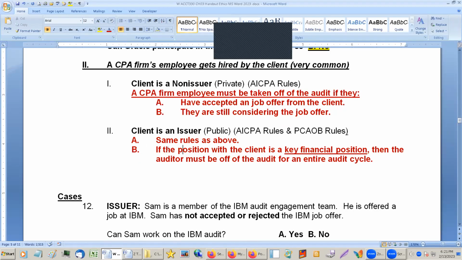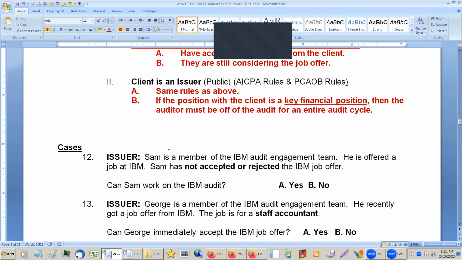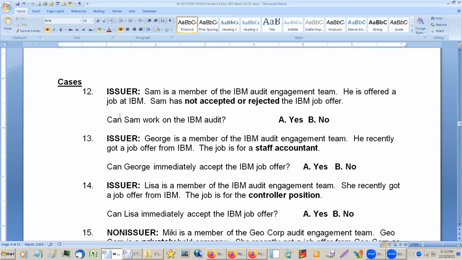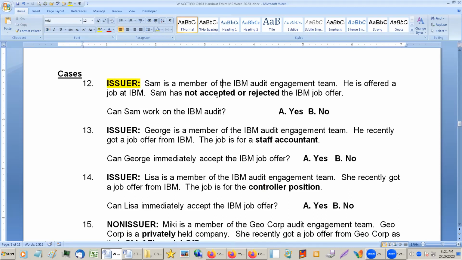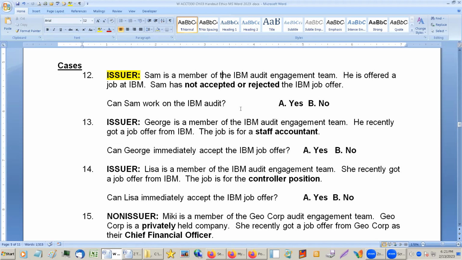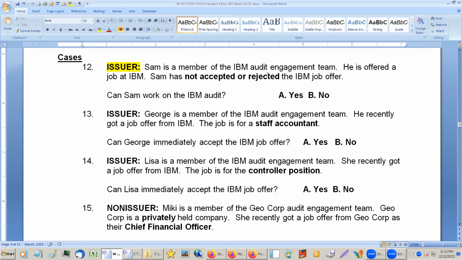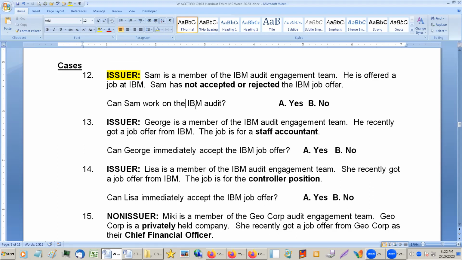Okay, so let's see how this works out. Issuer. Sam is a member of the IBM engagement team. He's offered a job at IBM. Sam has not accepted or rejected the offer. Can he still work on the IBM audit? No. Nope. If he's rejected it, then he can, but other than that, nope.